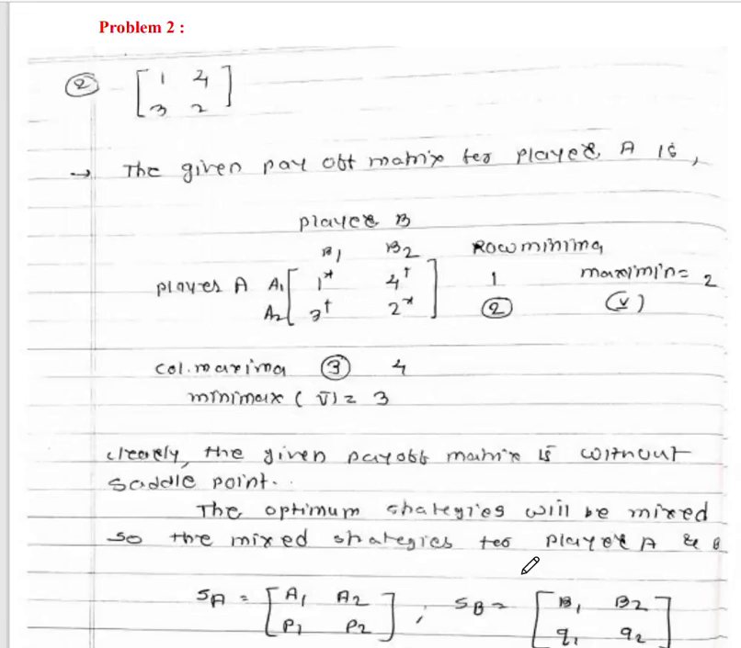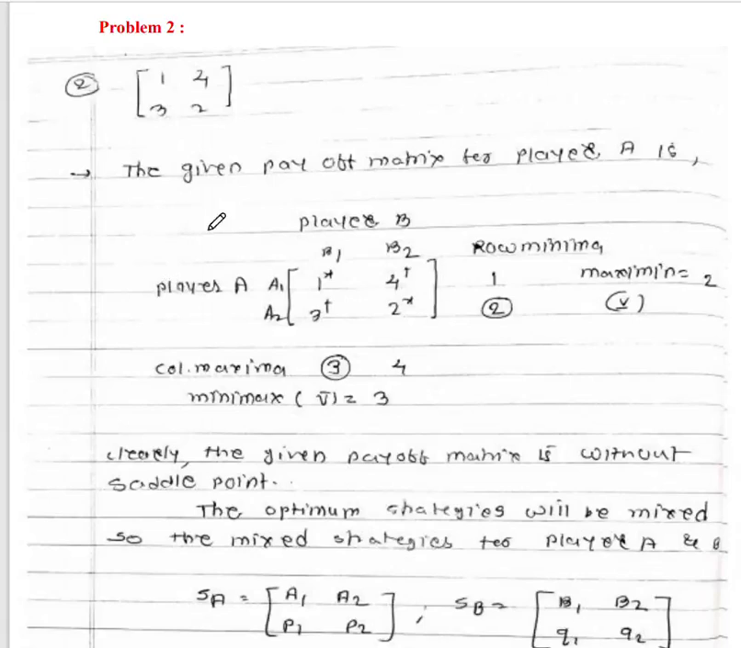Now we will see the second, similar example. The given payoff matrix is 1 4 3 4. There may be such a question in your examination: find the optimum strategies and the value of the game for the following payoff matrix. If you observe, player A and player B are not given, so we have to consider the payoff matrix, in which there are two players, player A and player B. Let us consider this payoff matrix for player A and player B.